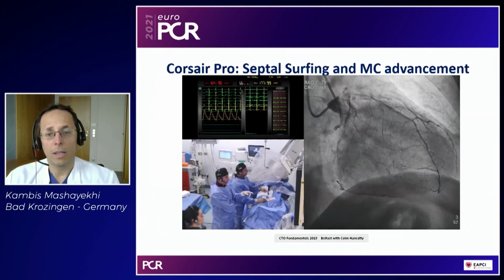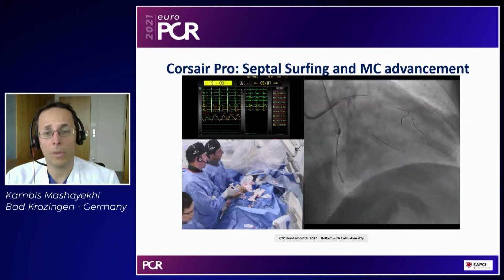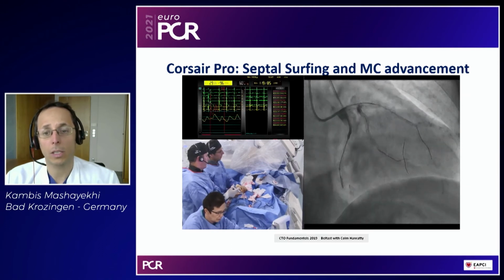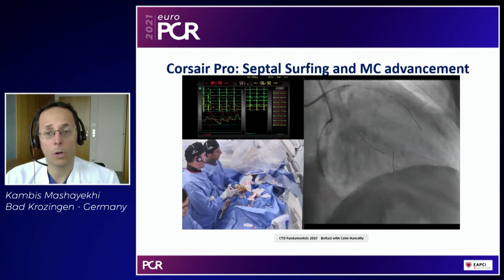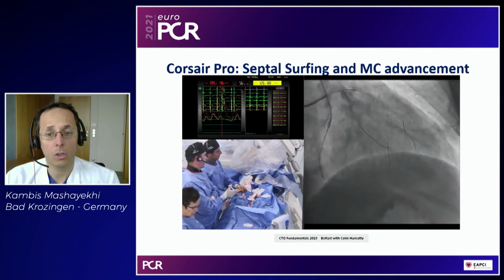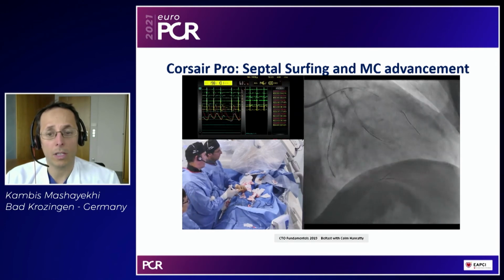So here you see a slightly different scenario. It's a not so complex passage from the septal. Here it's a cyan blue wire. The cyan blue wire is just navigated forward with septal surfing, we call it. So we just analyze the septal construction and feel if there is any resistance.